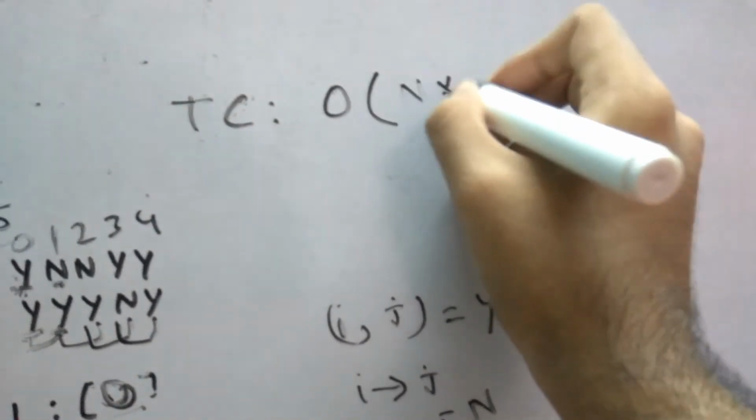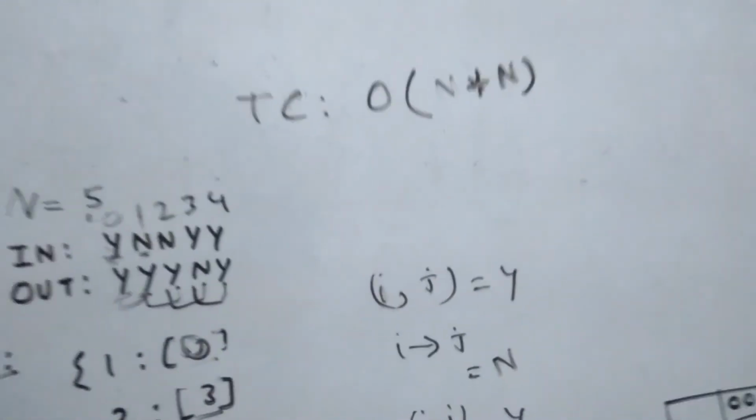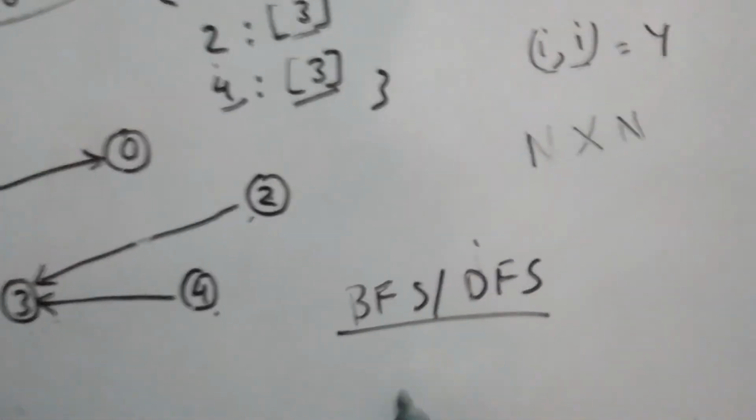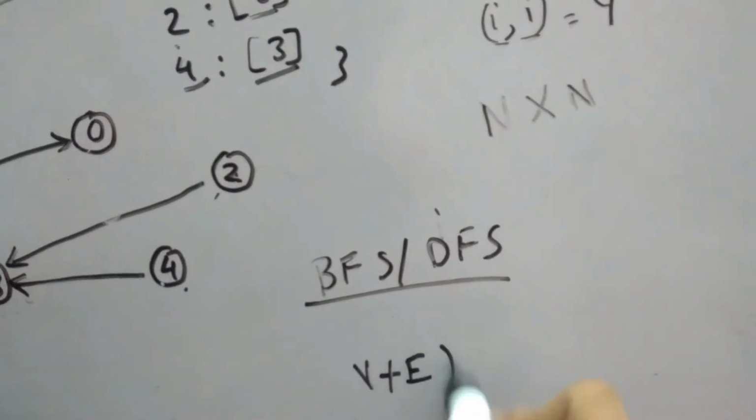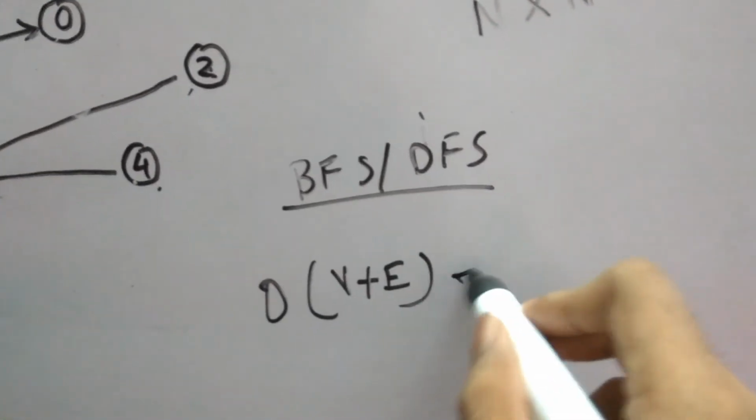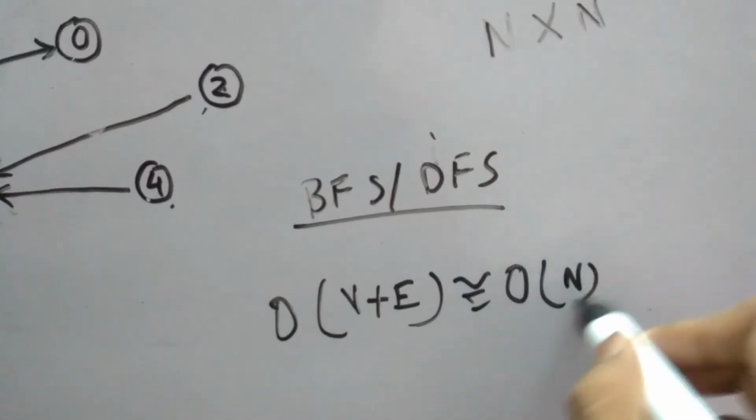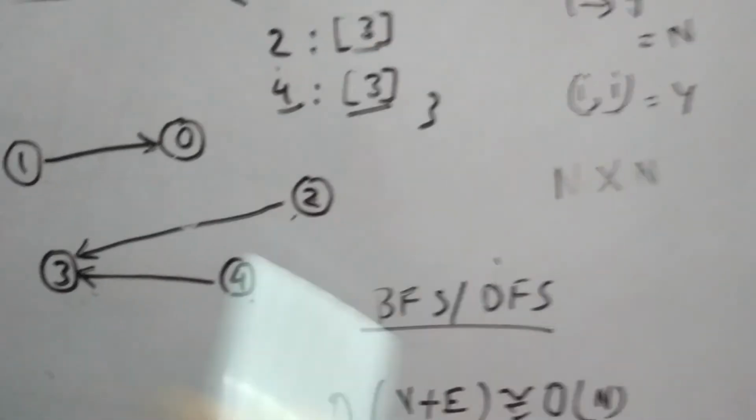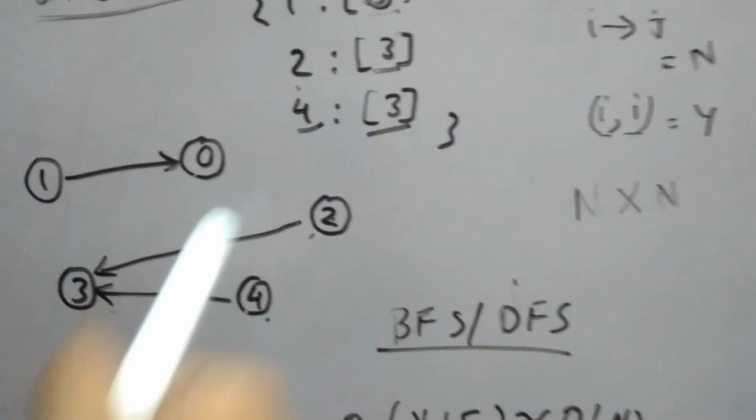What will be the time complexity of the algorithm? How many vertices are there? There are n vertices, so it will be n into n, or rather n squared, because for BFS or DFS we know that the time complexity is order of V plus E. Here V plus E is basically equivalent to order of n, because it's a linear thing. For each node we are calling BFS or DFS, so for one it is order of n, for the next it is order of n. So for n nodes, n into n. That's why the time complexity is this.